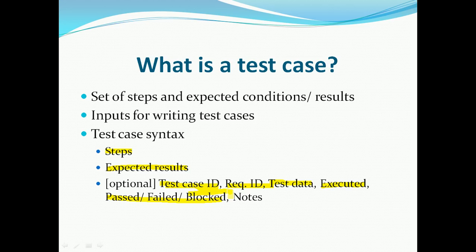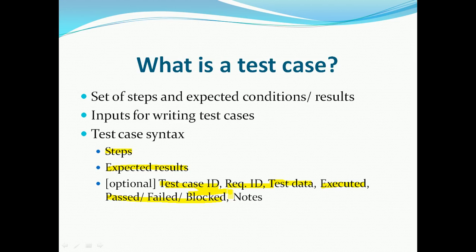And this blockage can happen at the first step of the test case itself, which means the test case is completely blocked, or it may happen in one of the subsequent steps. So if it is a 10 step test case, it may be blocked from step 5 onwards. From step 5 onwards you are unable to execute any of the steps. That is called a partial blockage of the test case.